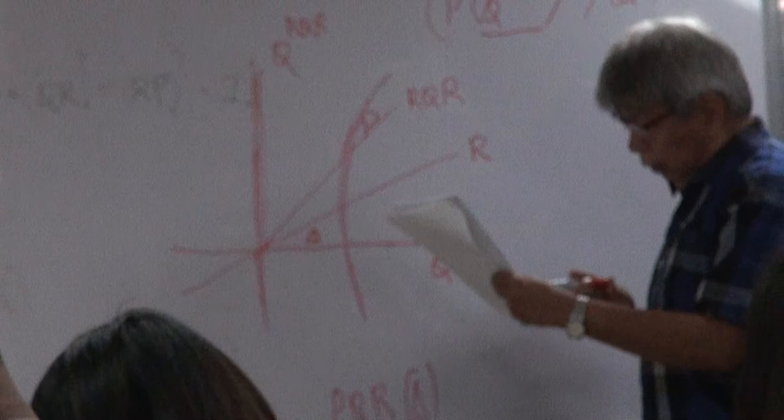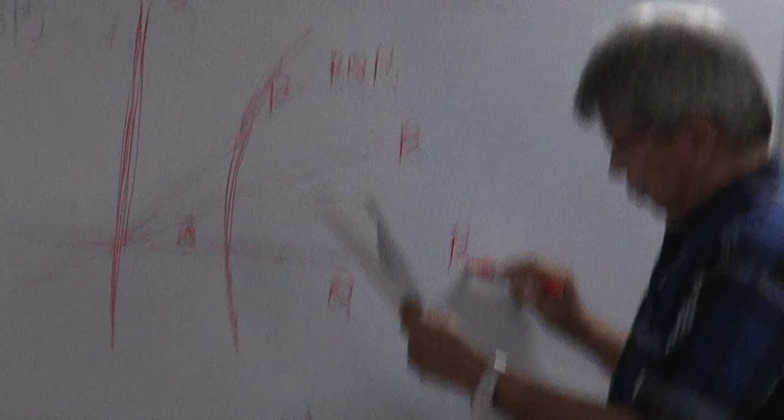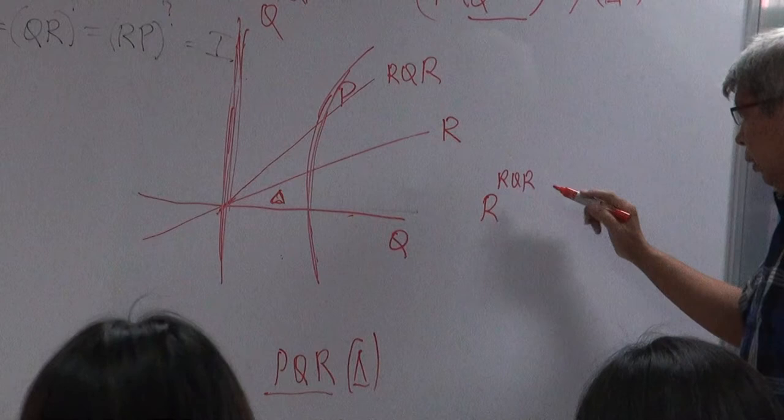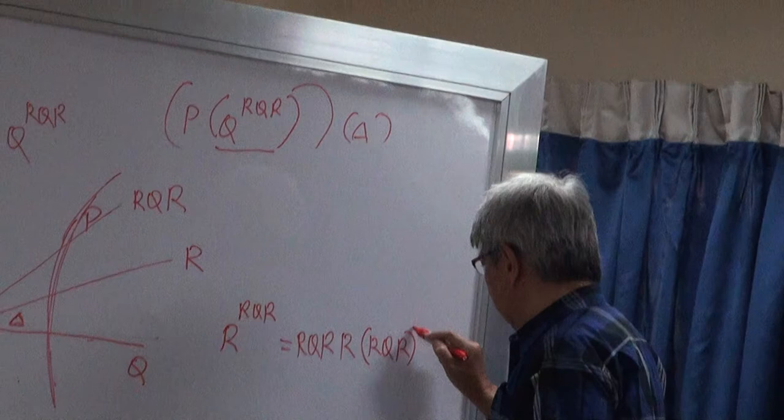Number five, mark the hyperbolic line which is the common orthogonal to the axis of P and the axis of R conjugated by RQR. So again, this is the axis of P. This time you consider R conjugated by RQR, so this will just be RQR times R times the inverse of RQR, but this is a reflection, so the inverse will be itself.